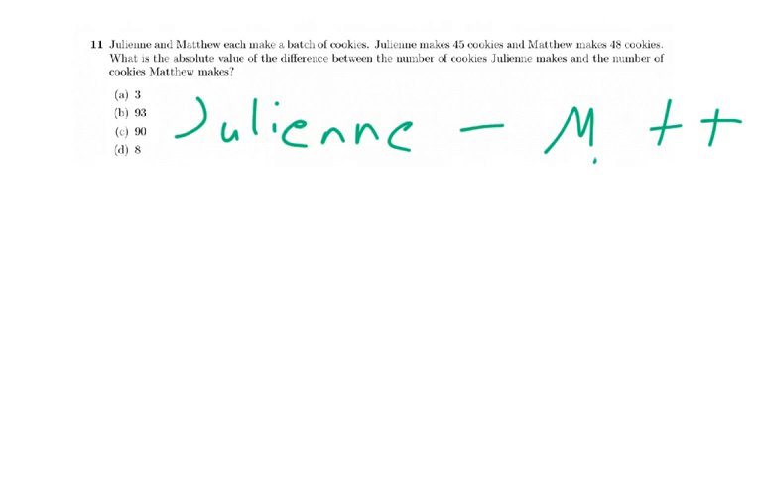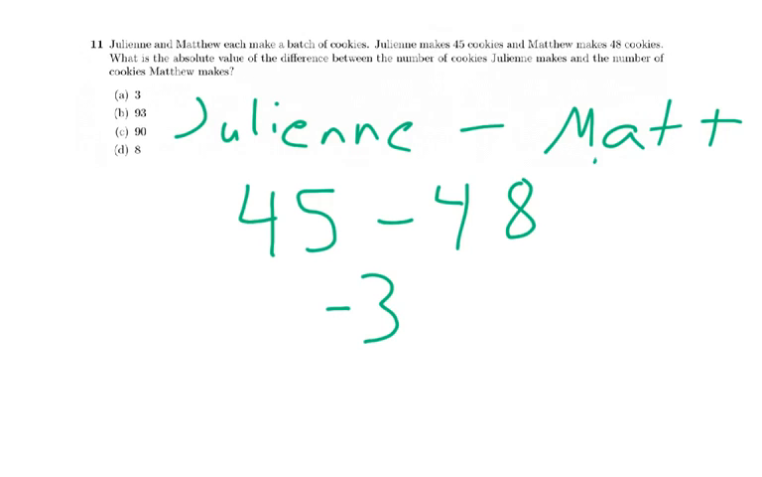So what we would do is take what Julian made and subtract what Matthew made. So 45 minus 48 gives us negative 3. But they want to know the absolute value. So the absolute value of negative 3 is what? 3. So that means that our answer is A.